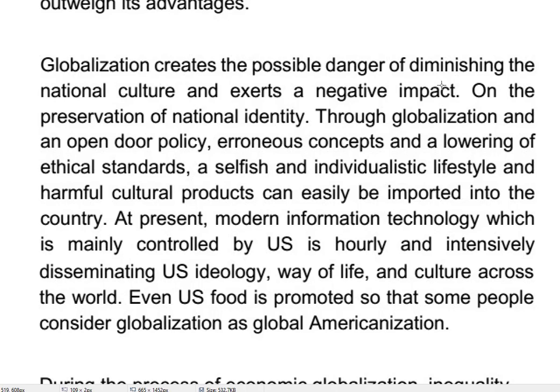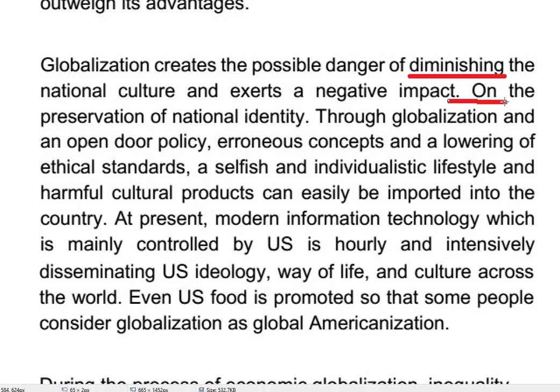Diminishing the national culture. Diminishing is good, but then we have this article, the national culture. I don't know what the refers to. Which culture is the writer talking about? Preservation. This whole sentence is a problem. I don't know what this is trying to say. Exerts a negative impact on the preservation of national culture. Oh, I see. This is not a sentence by itself. So it could be some punctuation problems there.